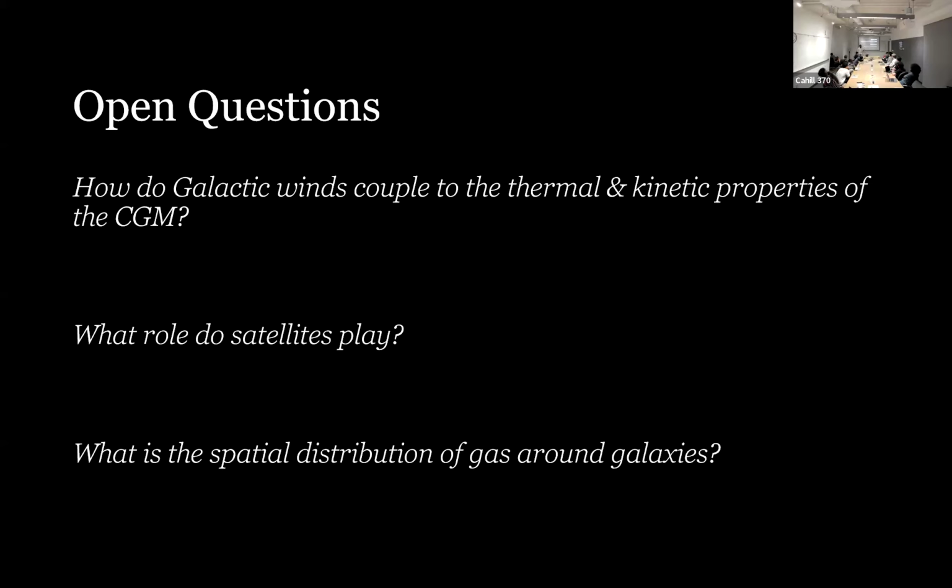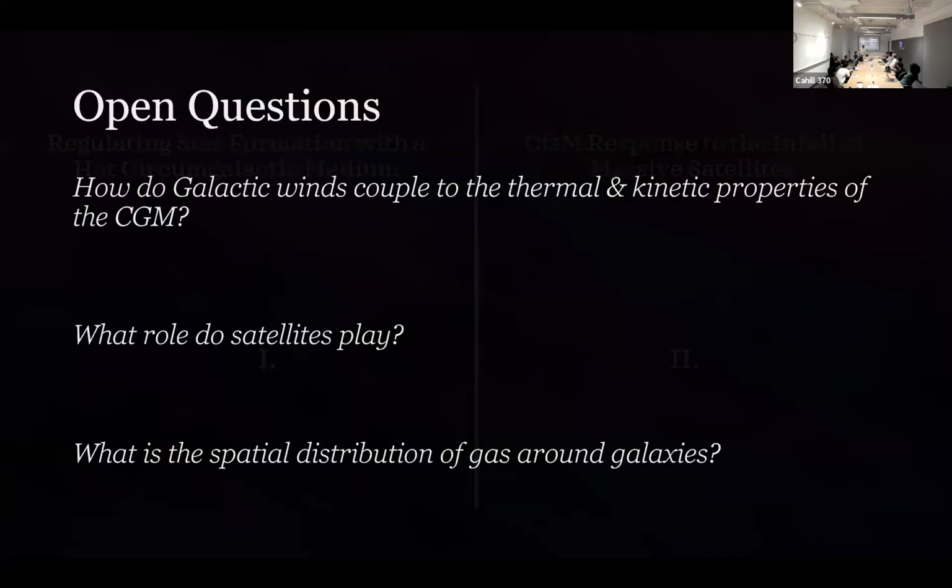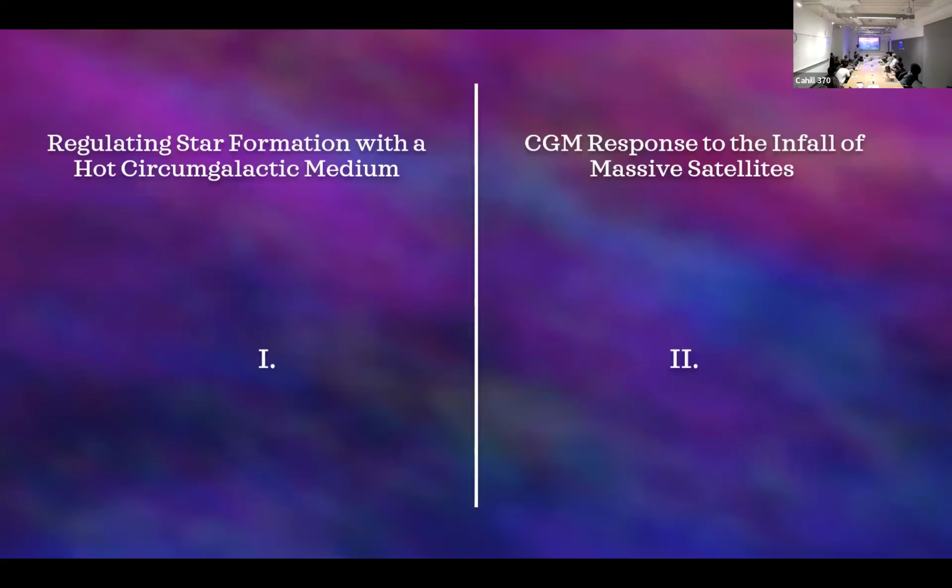And with that, how is the gas spatially distributed around the galaxy? Is it truly in these simple, quasi-spherical models, or is it patchy? Is it inhomogeneous? And how do the winds and the satellites contribute to shaping the spatial distribution of gas around the galaxy? And so with that introduction, I wanted to serve up two projects that I've worked on for my PhD. First, dealing with the winds, and second, with the satellites.